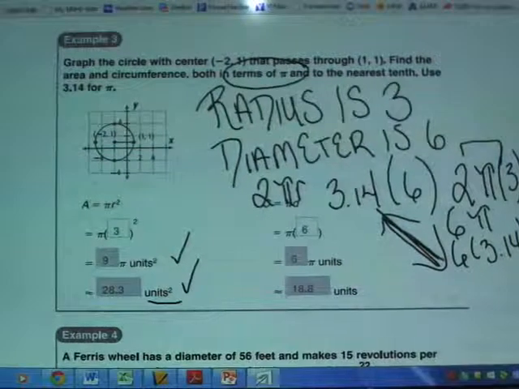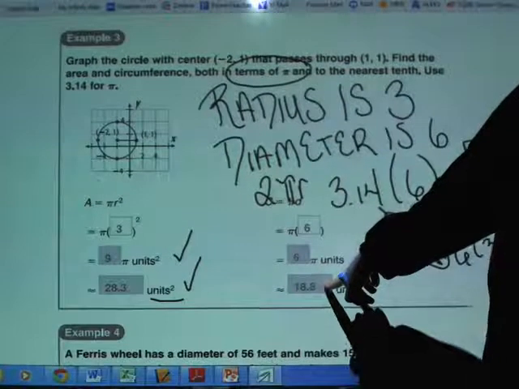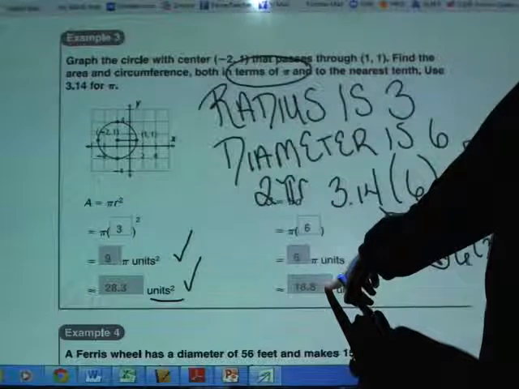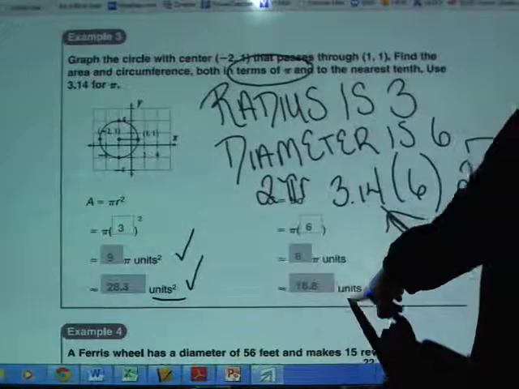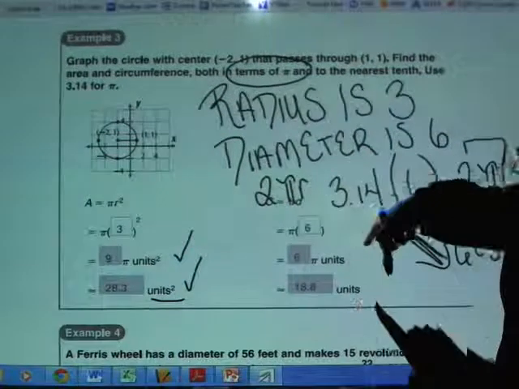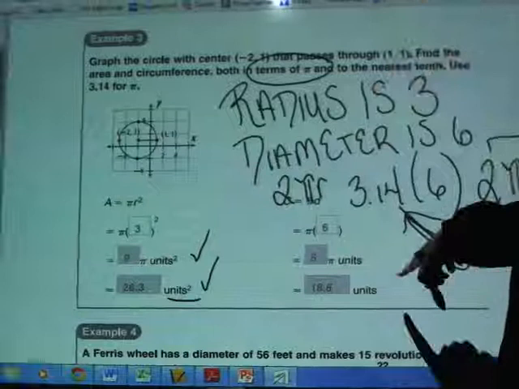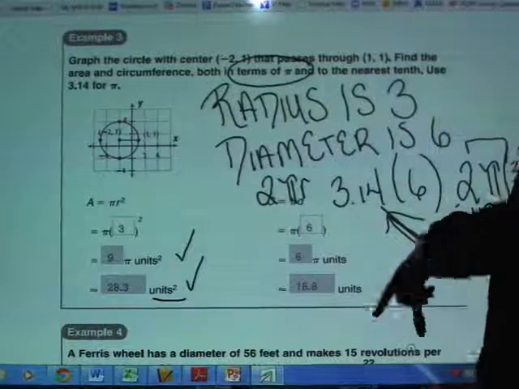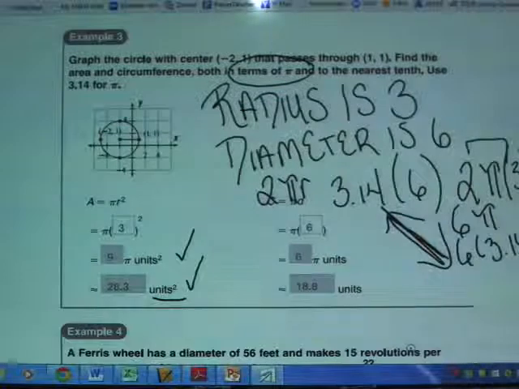All right, so 6 pi, that's my answer with pi in it. And then I'm doing 6 times 3.14, which is 18.8. And notice that's just in regular units, the distance around. Think about it, if we just did the distance around a square, it would be in inches or feet, so not inches squared, not feet squared, just the regular unit. So same thing here, 18.8 units.